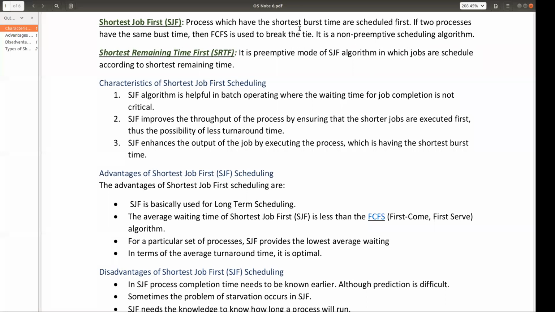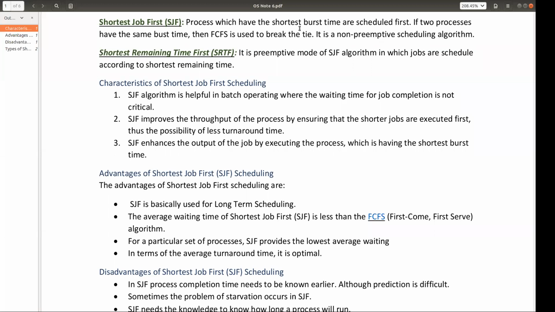Anyway, so SJF improves the throughput of the processes by ensuring that the shortest jobs are executed first. That means what we are doing here is we are asking what the shortest job is among the pool, among the list. We execute that shortest job first, then the next shortest job, then the next, and in that way we execute the whole thing. So that is another very good characteristic of the shortest job first algorithm, which ultimately gives you the optimum throughput.